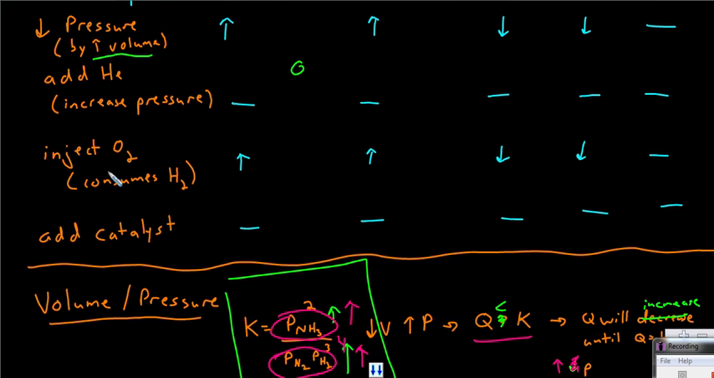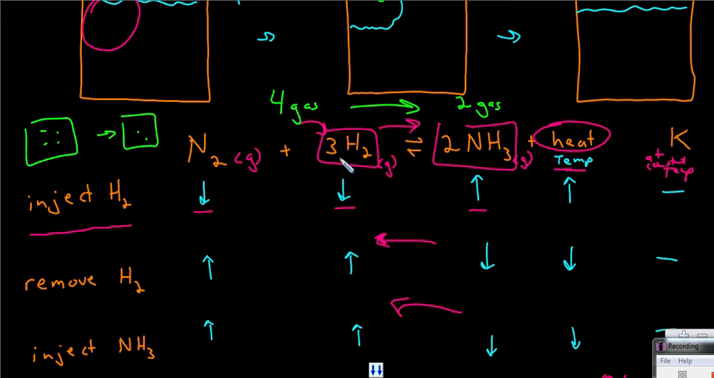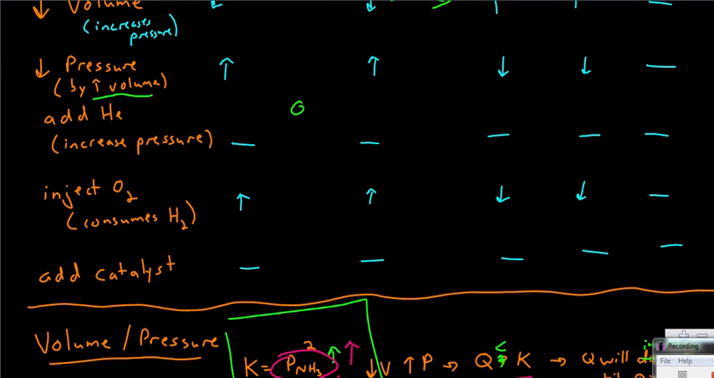However, what if you were to add oxygen gas? Well, oxygen gas is a little different because it can react with this hydrogen at this very high temperature and produce water. And so by adding oxygen, that consumes the hydrogen and hence is like removing the hydrogen from the system. That would shift the reaction to the left.